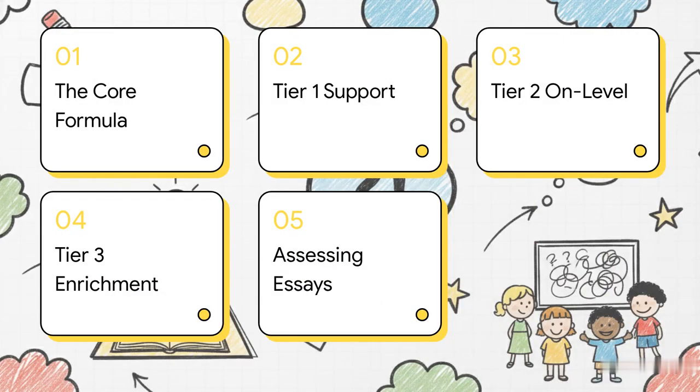Okay, let's dive into our roadmap for today. We're going to cover: 1. The core formula blueprint, 2. Tier 1 intervention, 3. Tier 2 on-level expectations, 4. Tier 3 enrichment, and finally, 5. Assessing with the rubric. Let's get right into it.